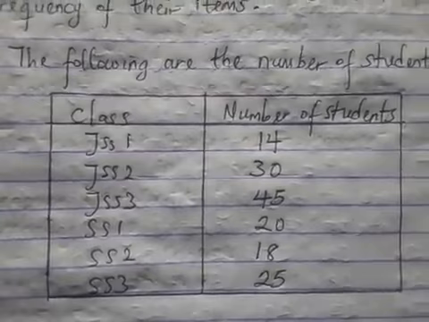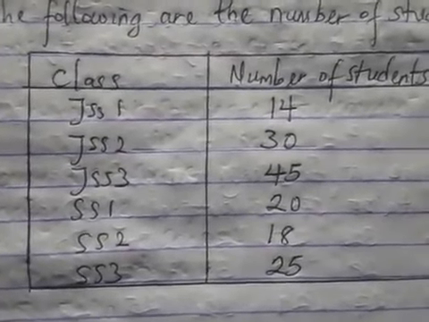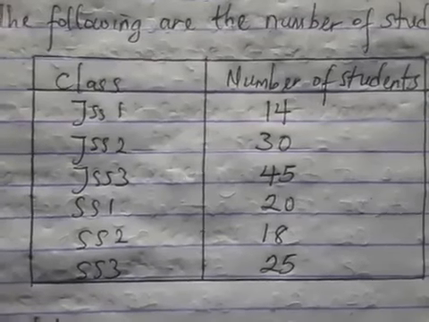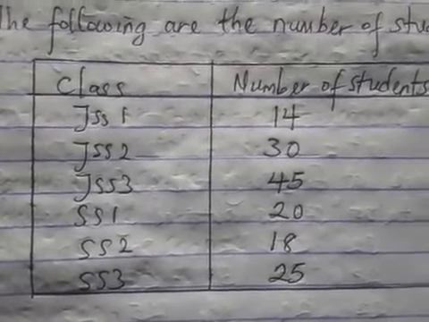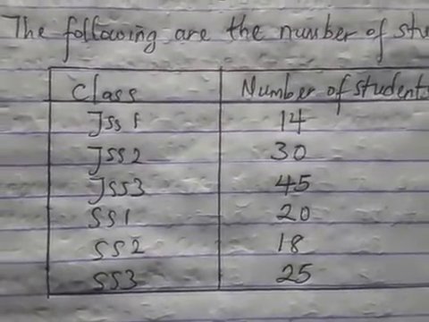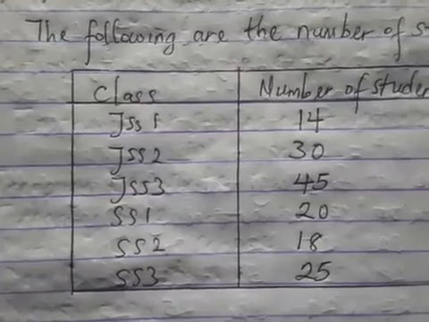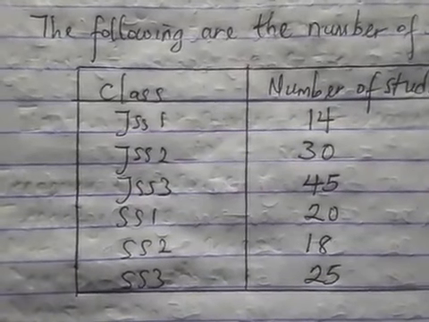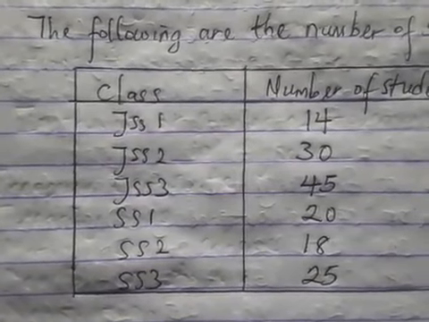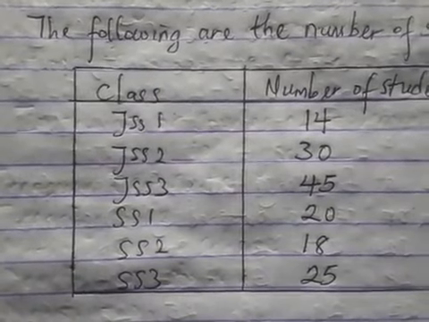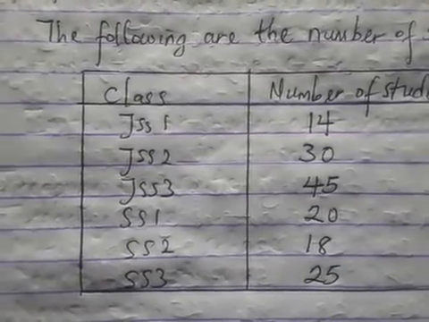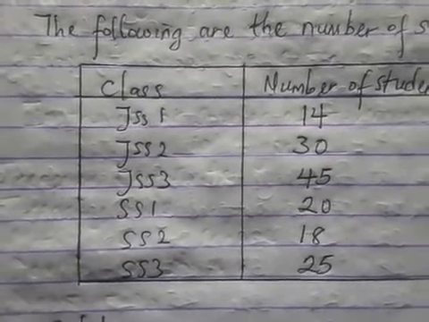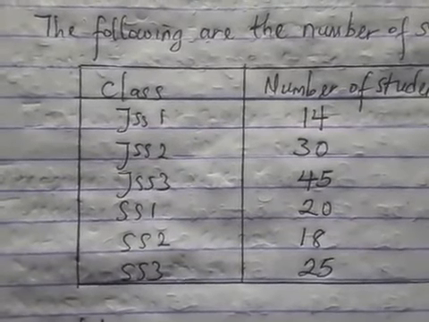They said the following are the number of students we can find in Queen Mary's School. We have JSS1, JSS2, JSS3, SS1, SS2, SS3. The number of students in JSS1 is 14, JSS2 30, JSS3 45, SS1 20, SS2 18, SS3 25. Then they ask us to prepare a pie chart with this information.